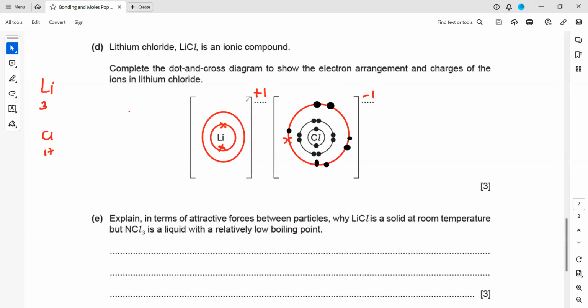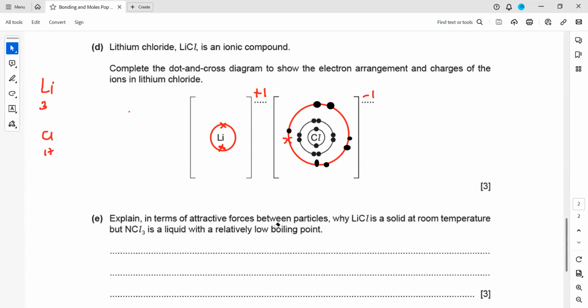It is important to remember that whenever they ask for an ionic compound, you have to show the whole structure, inner shell and outer shell. Because this electron is lost, if you don't draw this shell, that's also fine. If you draw the second shell and show it empty, that's fine. If you don't draw it, that's also correct.